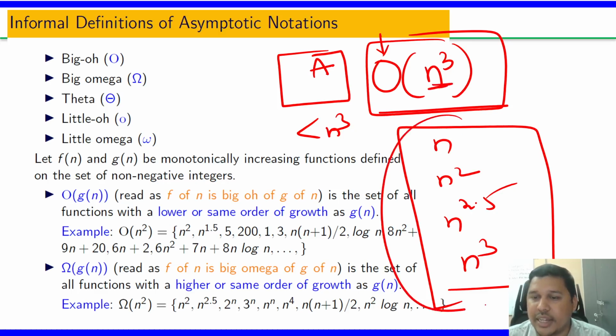So we can see n square, n. Is it clear? This algorithm A is taking n square, n power 2.5, n cube. It is changing at different points, different order of growth. So we can choose big O notation in such cases.